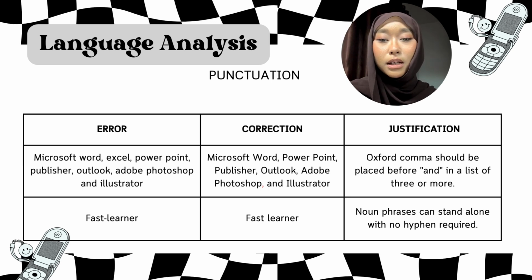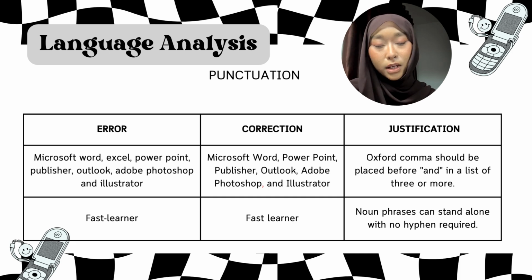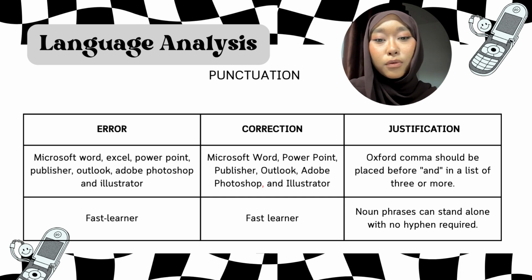And the second one is fast learner with and without the hyphen. So a fast learner is actually two separate words rather than a hyphenated compound noun because it is treated as a noun phrase rather than a fixed compound unit. So for fast learner, it should have no hyphen.